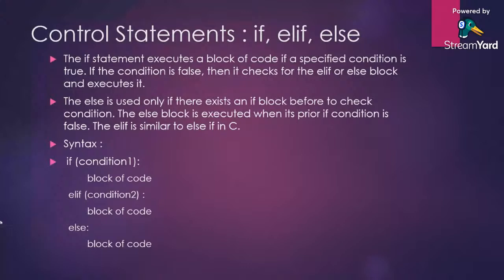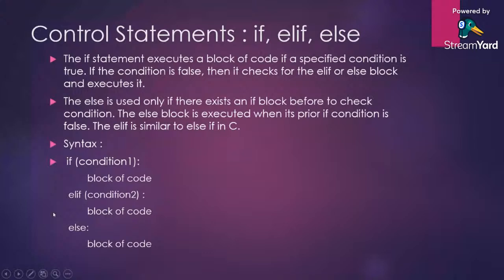So the if statement executes a block of code if a specified condition is true. If the condition is false, then it checks for the elif block or else block and executes it. The else is only used when there is an if block before it. So this is the syntax: if, and inside the parenthesis you write the condition, and don't forget to mention the colon there. That is the syntax, you have to keep that in mind. Then you write the block of code, and then you write the elif. Now this word elif seems unfamiliar, right?